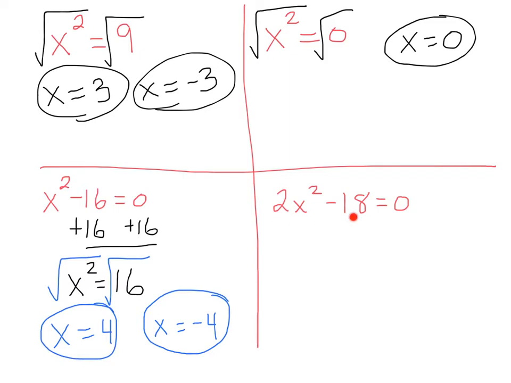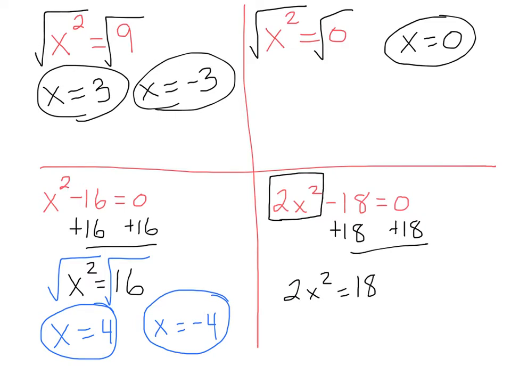Let's look at this last one. Why don't you pause and see if you can do this one on your own. Let me read it to you. 2x squared minus 18 equals 0. The first thing I need to do is isolate the x squared. I need to get it where 2x squared is the only thing to the left of the equal sign. So I'll add 18 on both sides, and I get 2x squared equals 18.